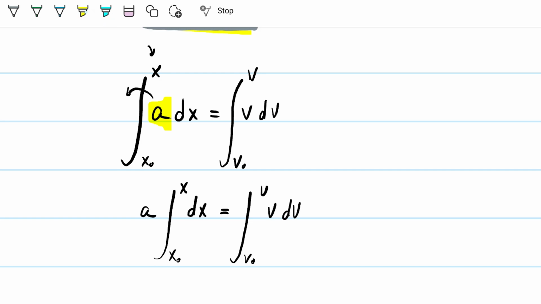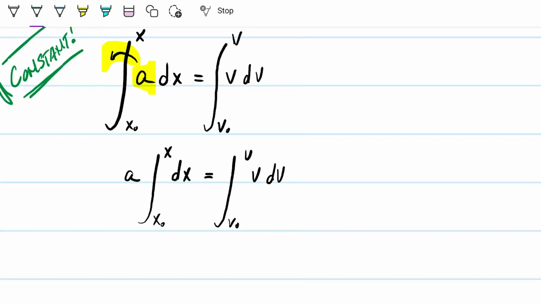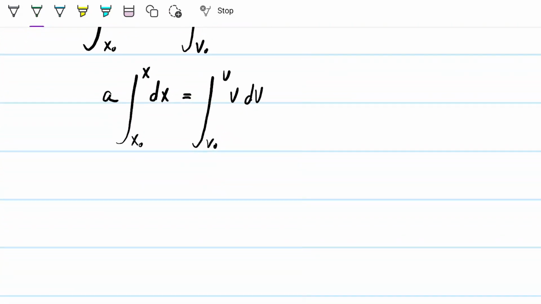Very important: this step that we just did, removing the acceleration from the integral, can only happen if acceleration is a constant. If it's not a constant, then this cannot be applied. So that's already a restriction that we see on Torricelli's equation. This is only going to be true if my acceleration is a constant.